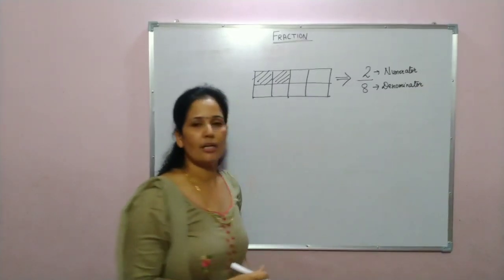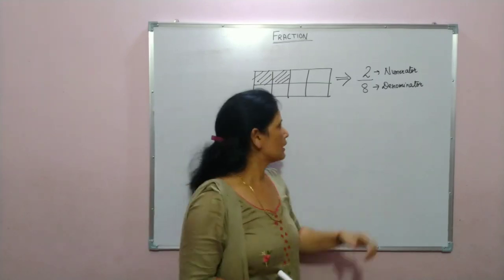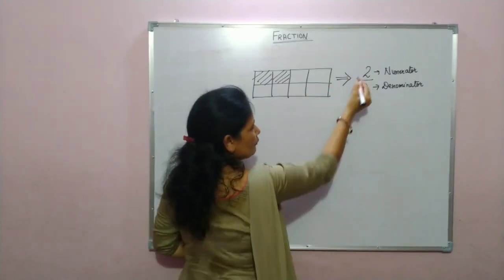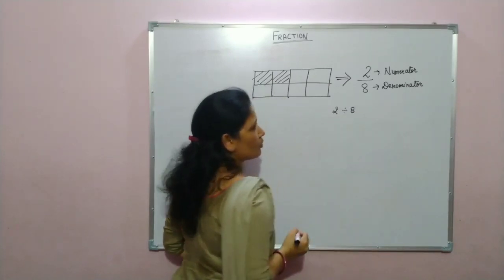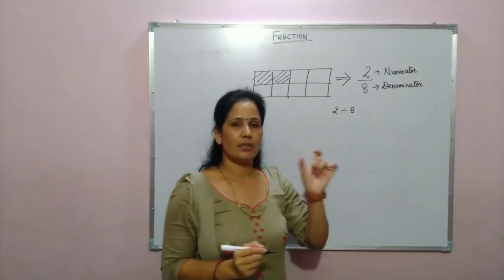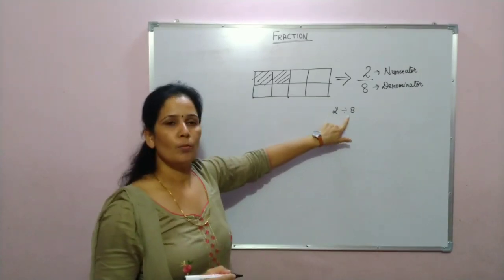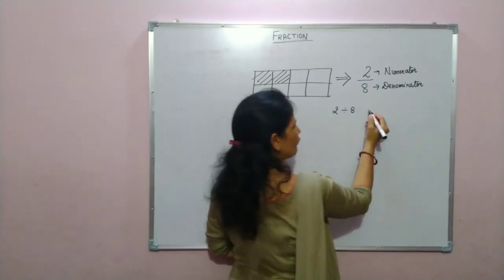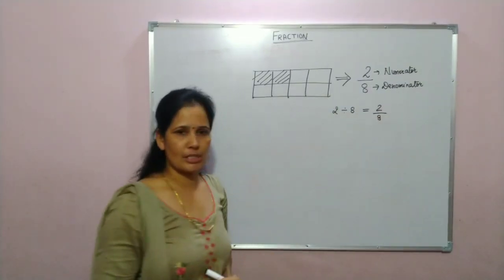And how do we read a fraction? We read a fraction in two ways. First, the simple way: this fraction shows 2 divided by 8, so we skip the word divided and simply read 2 by 8. This is the first method.